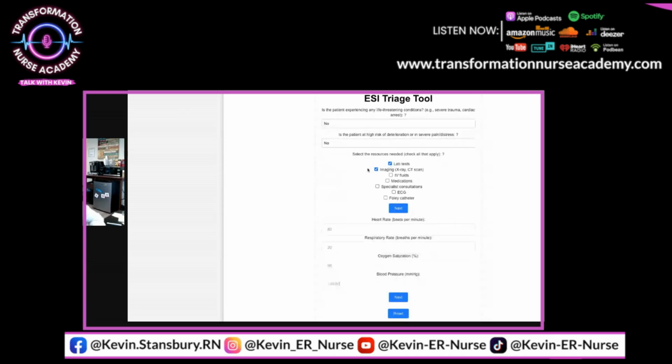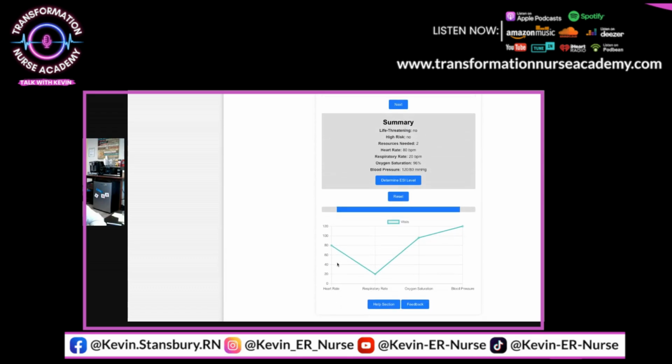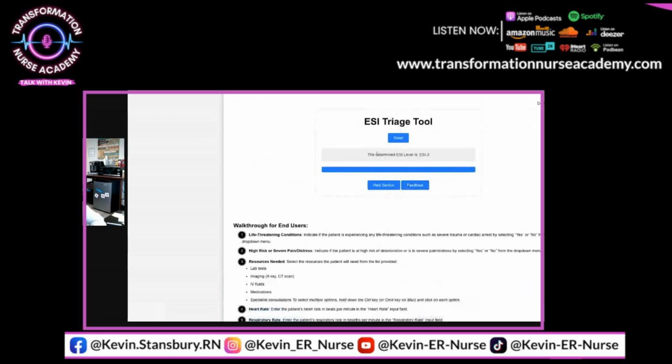Now, because I picked two resources, what do you think this triage level is going to be? Remember, one resource is ESI 4. No resources is ESI 5. Even though our vital signs are normal, we're going to hit next. I did this because I want to give you a summary. I created a chart to look at the vital signs. And then once you do that, you're going to hit determine ESI level. And then look at that. It gave you ESI 3. And the reason why it's a 3 is because it needs more than one resource.